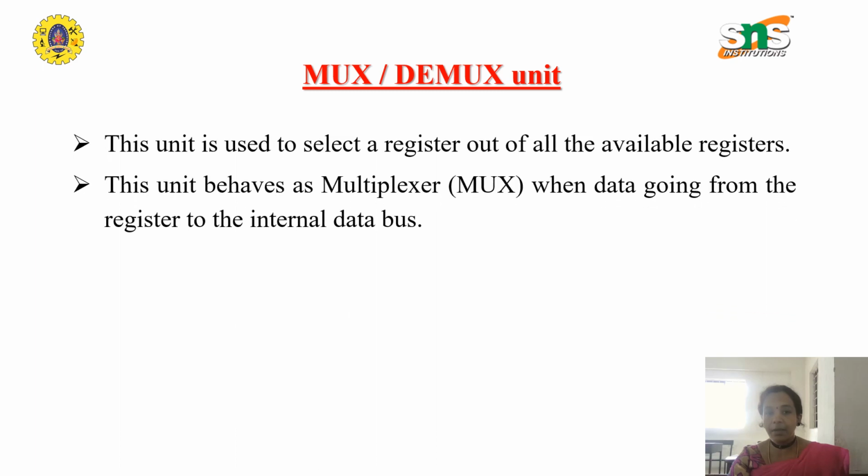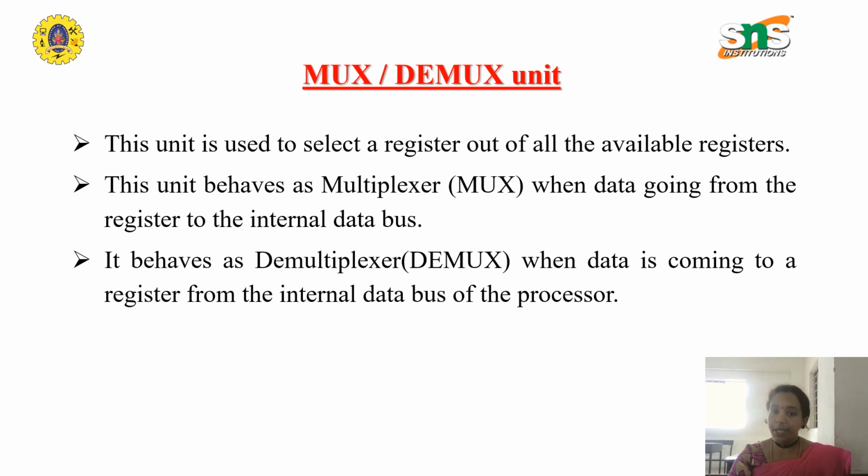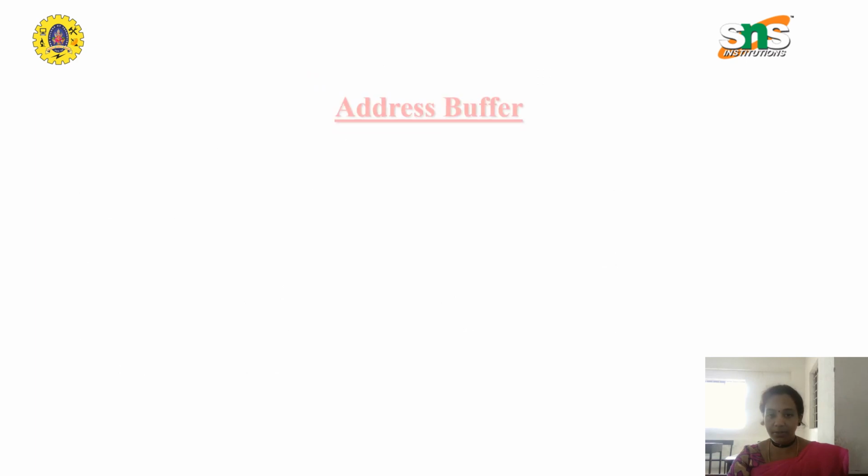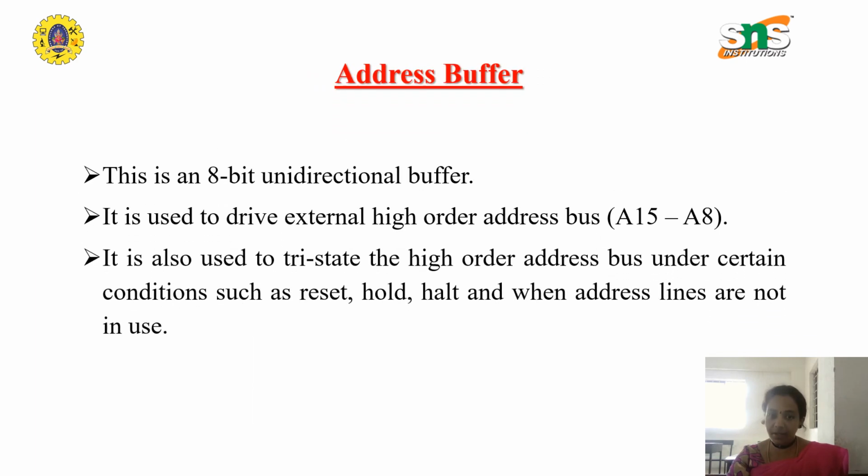Next is the multiplexer and demultiplexer unit, which is used to combine the data and to separate the data. This unit is used to select a register out of all the available registers. This unit behaves as a multiplexer when data is going from the register to the internal data bus. The demultiplexer operates when the data is coming to the register from the internal data bus of the processor. So the next one is the address buffer.